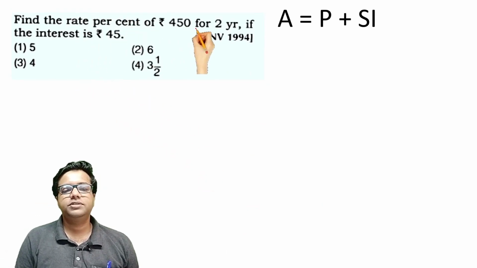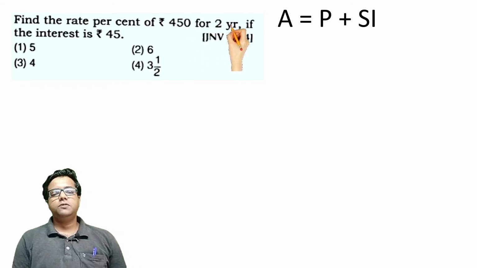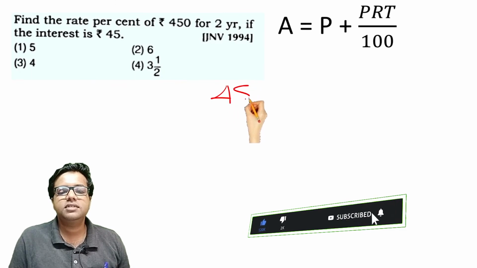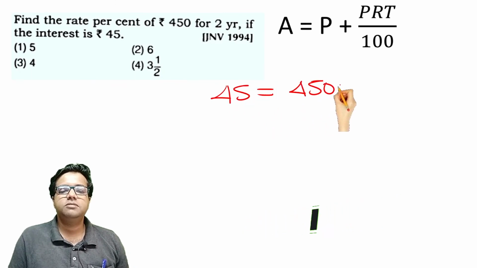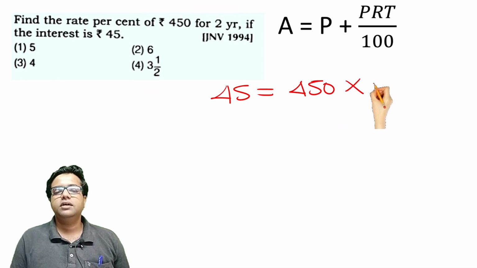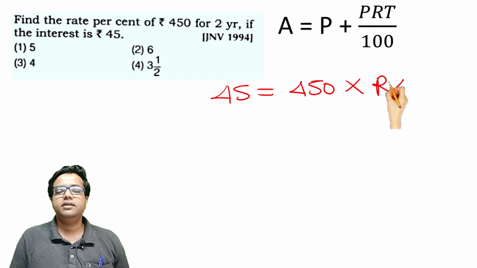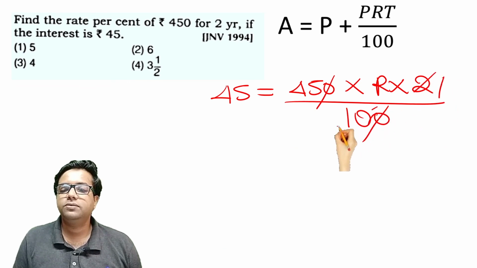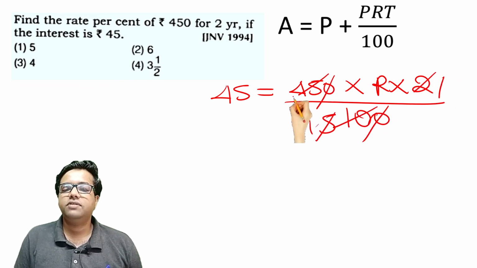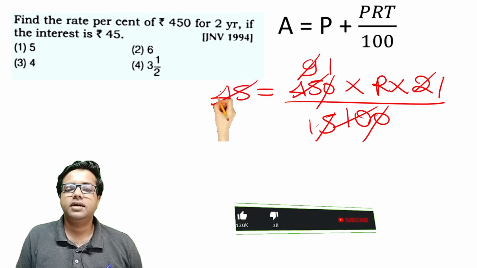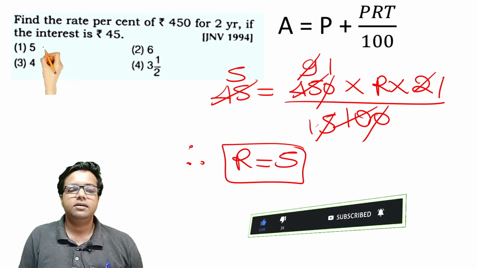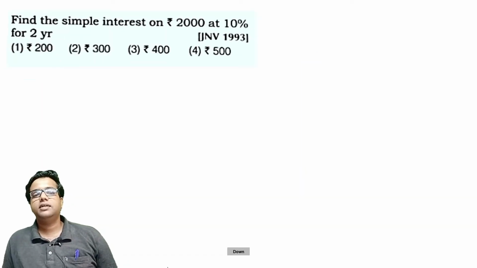Find the rate percent on 450 rupees for 2 years if the interest is 45 rupees. So simple interest is given to us as 45 rupees. What is the principal? Principal is 450 rupees into rate of interest, which we don't know, we need to find. We will keep it as R, and for 2 years, divided by 100. 1 zero, 1 zero goes away. 2 1s are 2, 2 5s are 10, right? 5 1s are 5, 5 9s are 45. 9 1s are 9, 9 5s are 45. Therefore, the rate of interest is equal to 5. Option 1 is the right answer for this question.